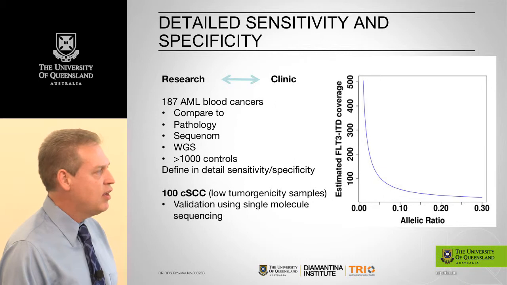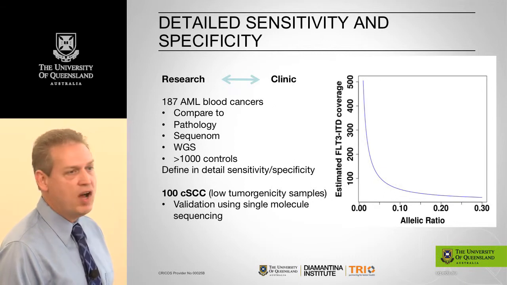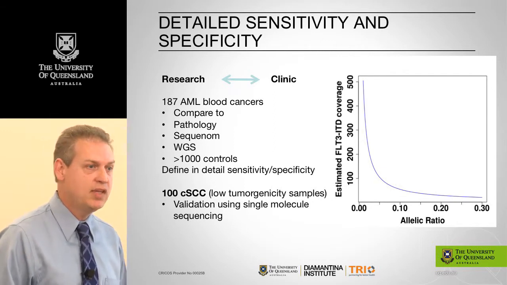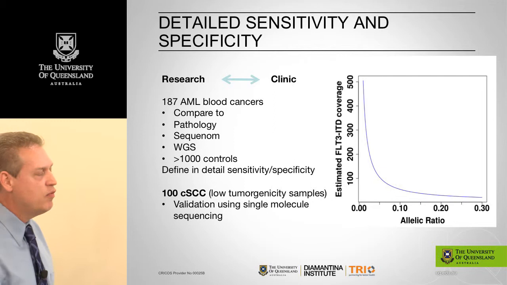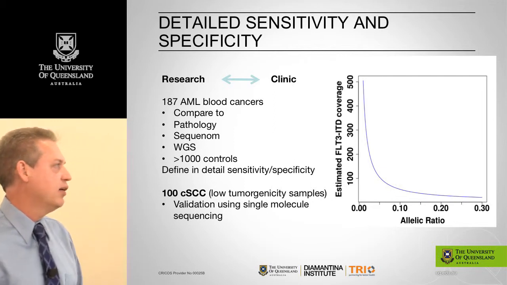If you needed to check much lower tumor density samples, then you would need to have 300 or 400-fold coverage over this region of the genome, which would be a panel sequencing. Okay, so really the flavor of the sequencing you do is affected by what you want to do in the clinic.